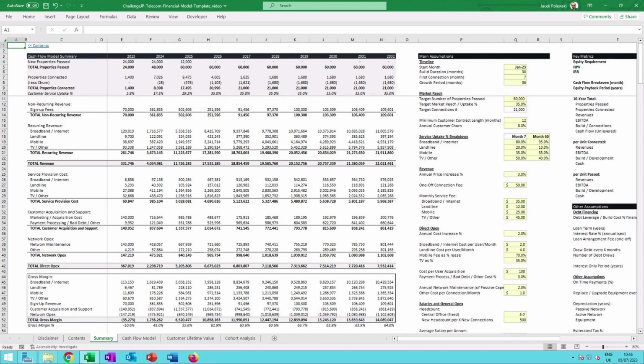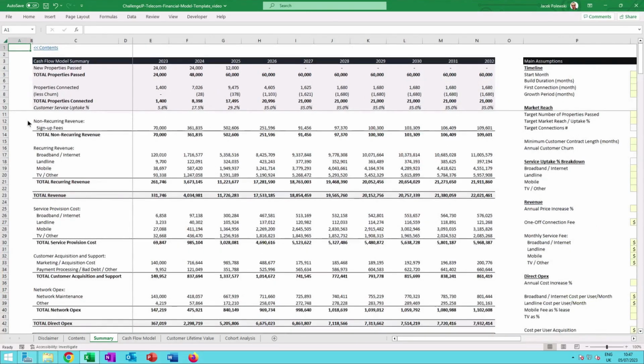The revenues are divided into non-recurring revenues, which in our case will be your sign-up fees, so anything that you will charge your customers upon signing up for your service. And then you will have recurring fees. Those will be your monthly charges, the monthly fees that you charge to your customers.